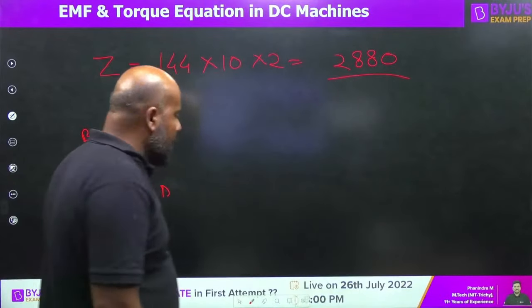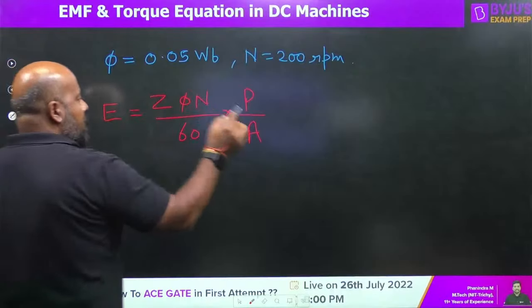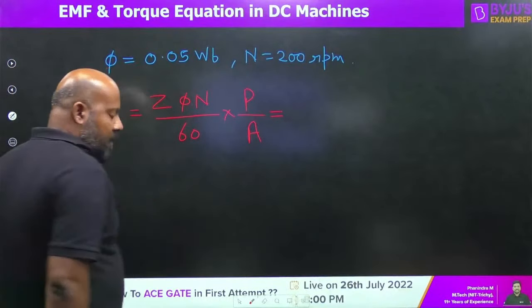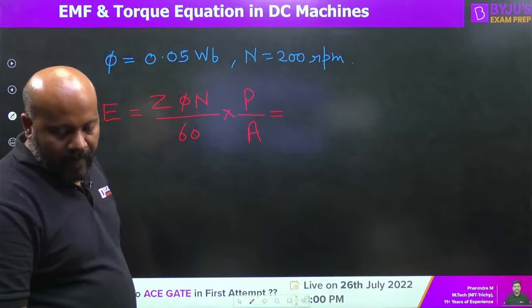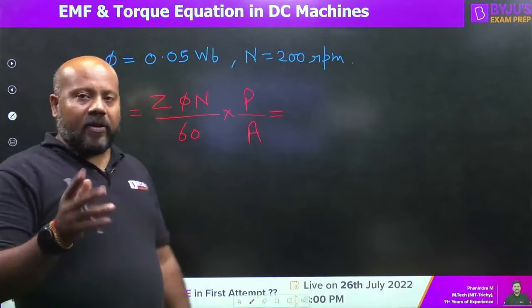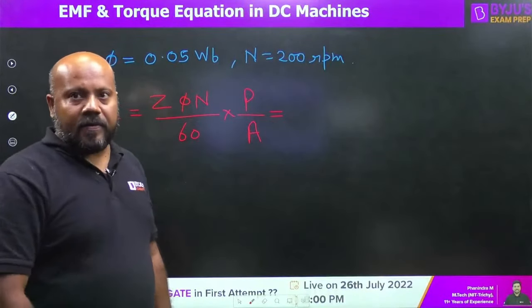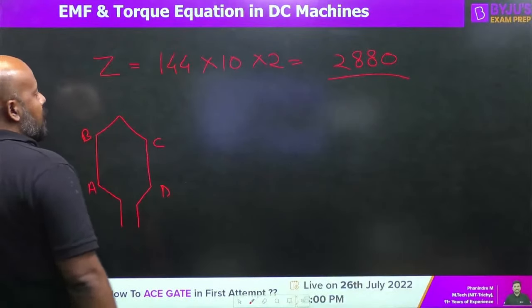2880. Is it clear? So you have all the values. Can you calculate what is the EMF generated? Yes, you can calculate what is the EMF generated. Now I have to find the torque. The same thing we are doing.